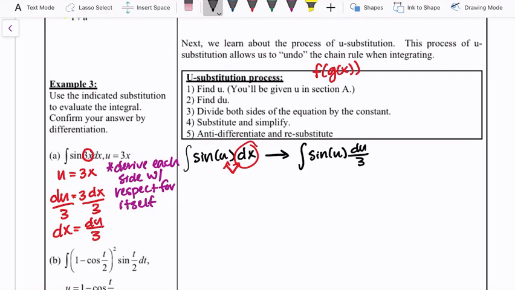Now I can always pull the 1/3 out in front of our integral since it's a constant. So we have 1/3 times the integral of sine of u du.